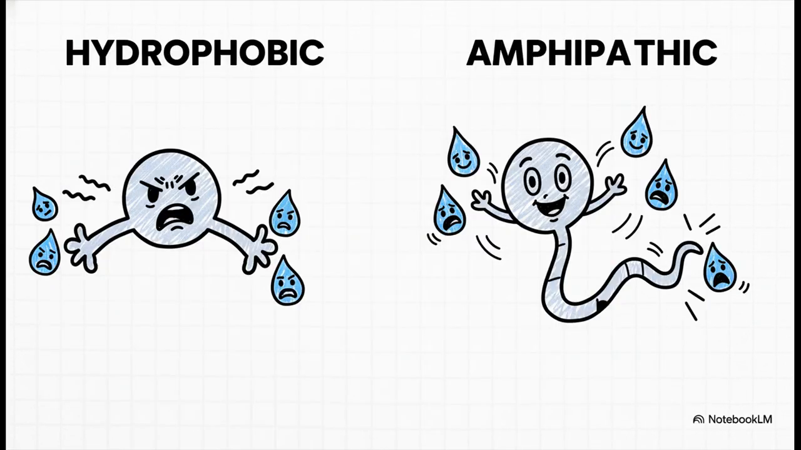Now, this whole not liking water thing comes in two main flavors. Some lipids are totally hydrophobic, they're water-fearing, and want nothing to do with it. But others have a kind of split personality. We call them amphipathic. One end of the molecule is cool with water, but the other end isn't. And that little feature is absolutely crucial for building stuff like our cell membranes.